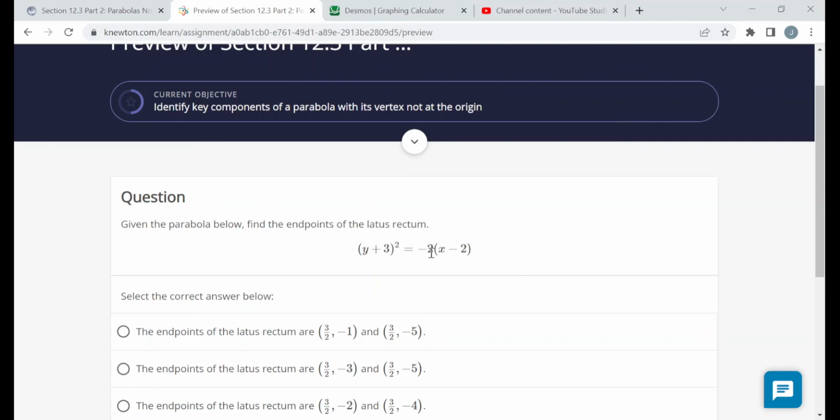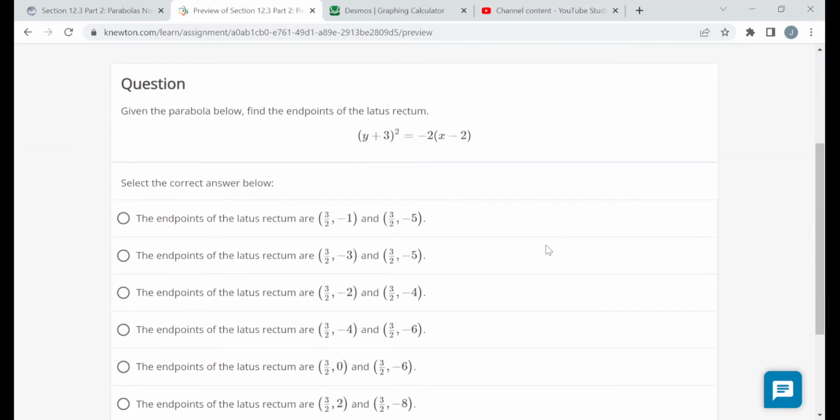And the value of 4p is negative 2, so the length of the latus rectum is 2 units. I cut that in half to 1 and go up and down. The latus rectum will be vertical if the axis of symmetry is horizontal. So from the focus at (3/2, -3), I go up 1 unit to 5/2, negative 3, and then down 1 unit to 1/2, negative 3. So 5/2, negative 3.